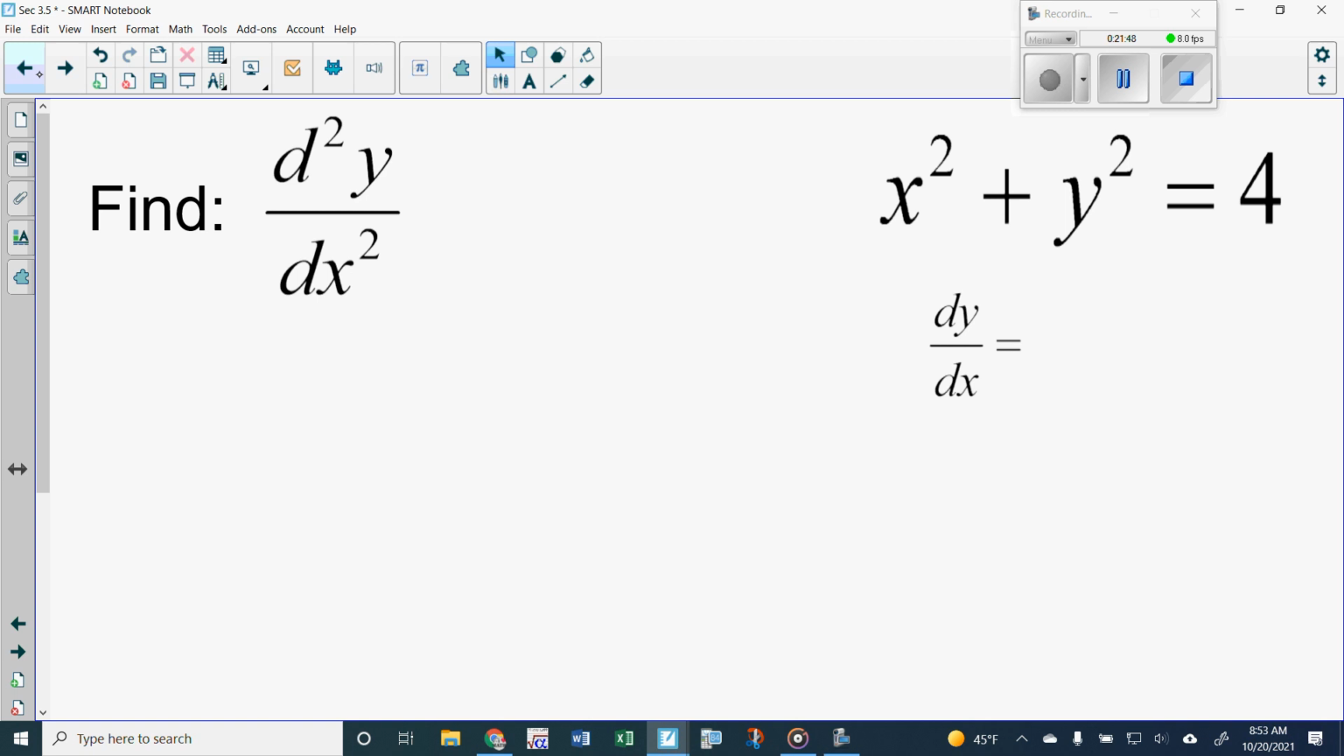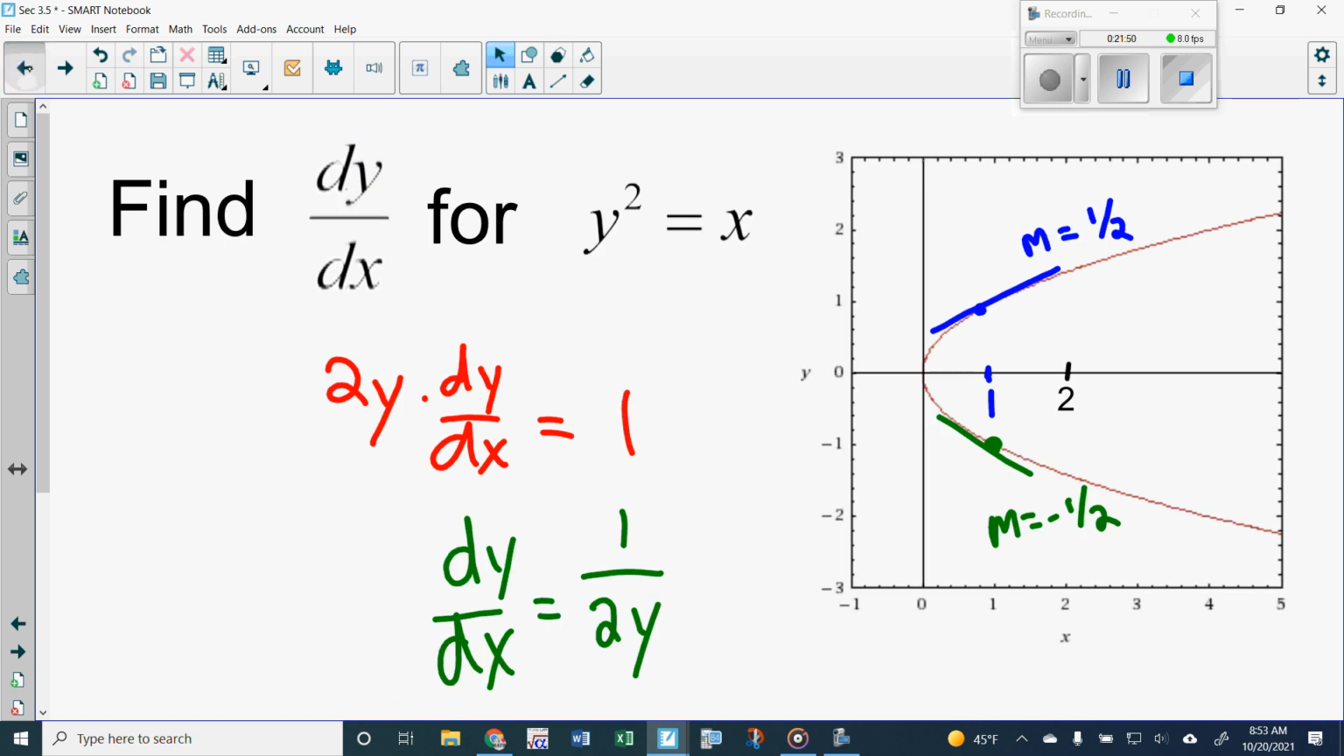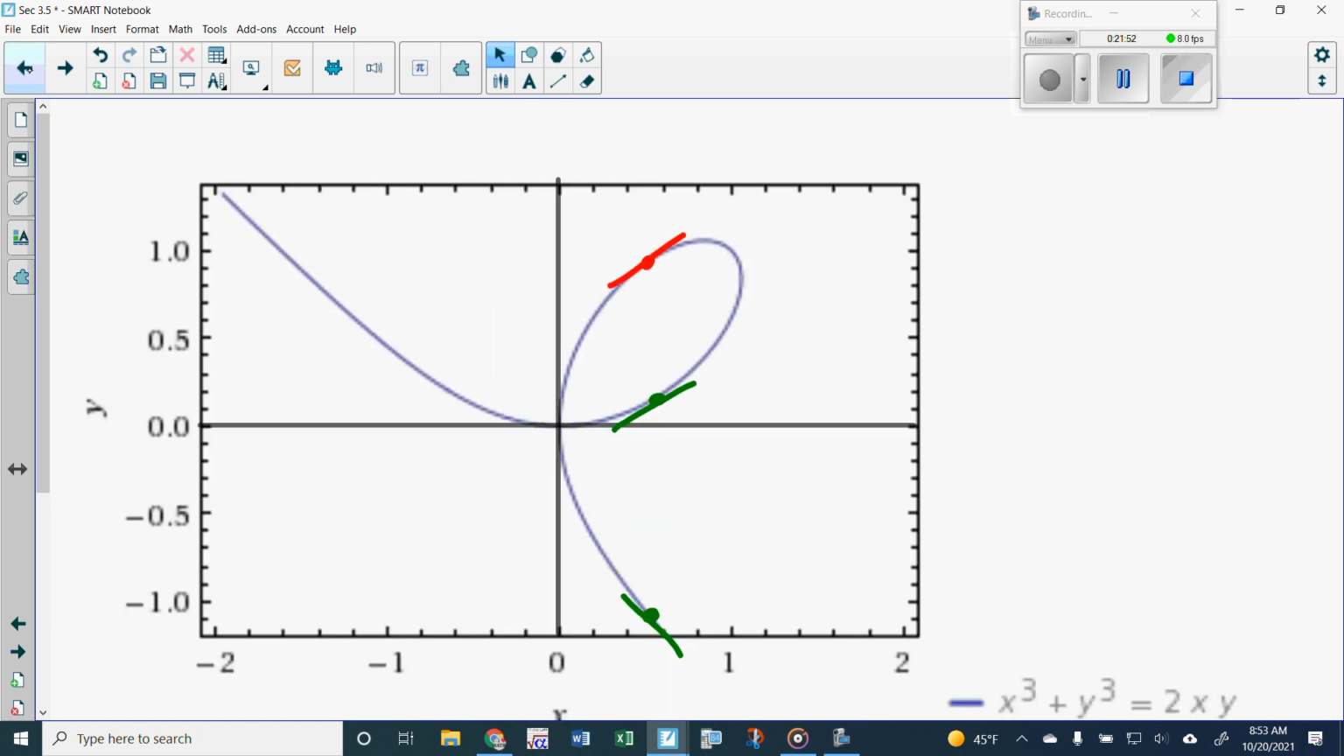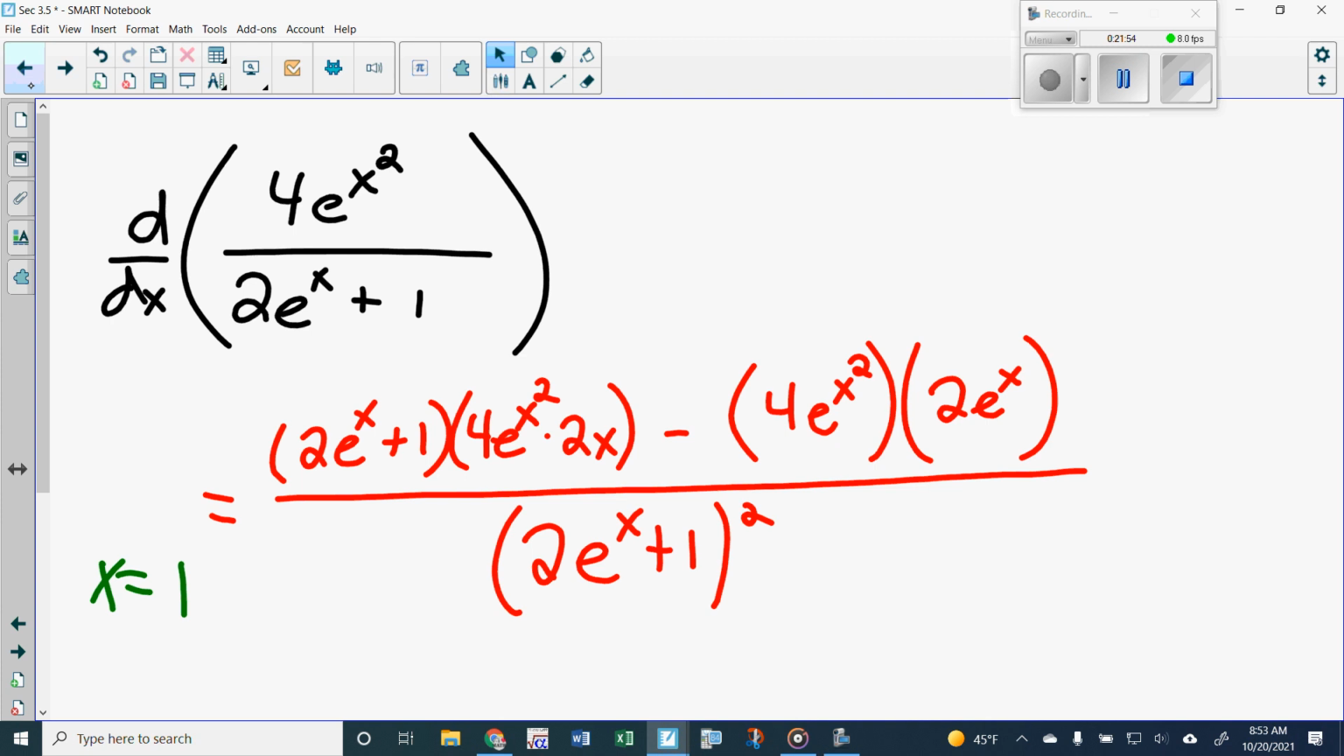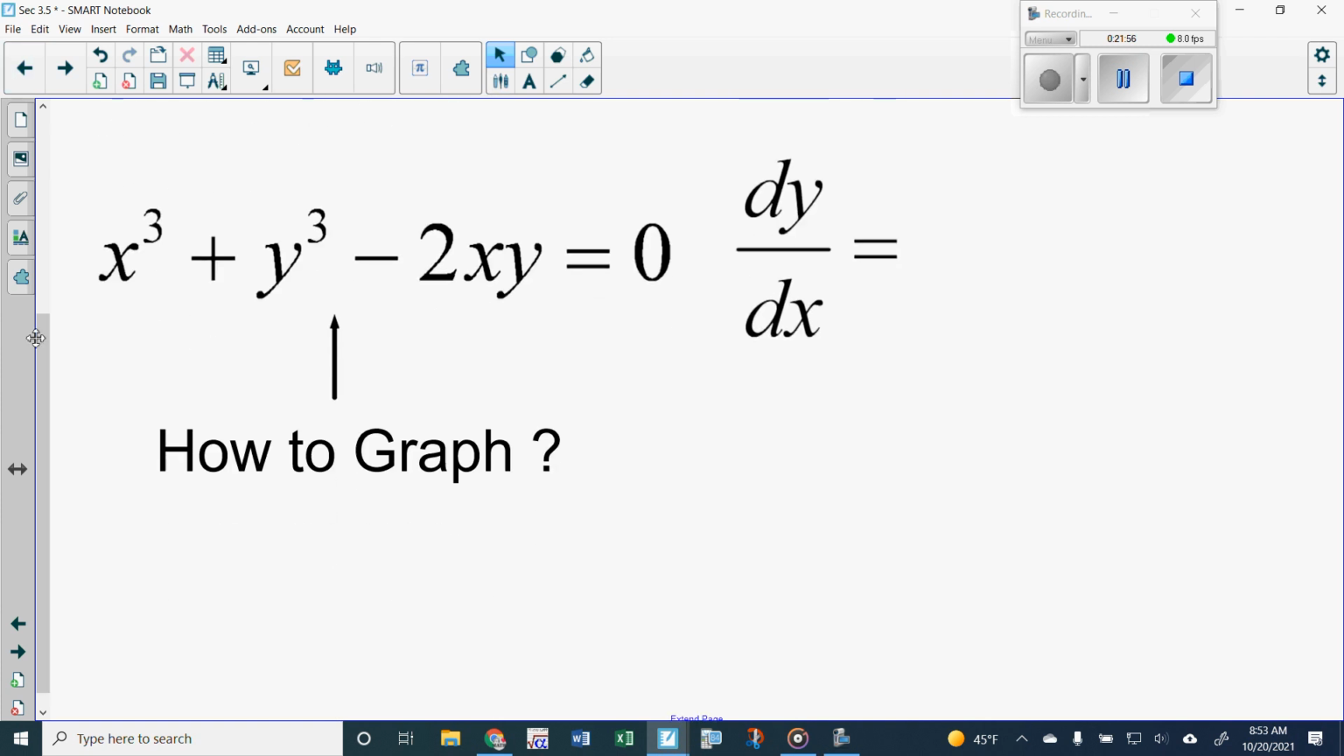But as we go to harder ones, and I'll go back to where we started today, this one, we cannot solve for y. Okay, so let's finish up with this here today.